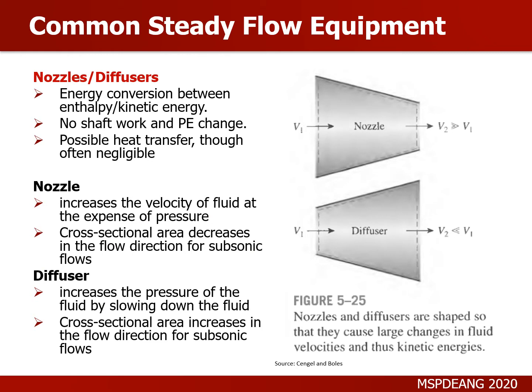Last but not least are your nozzles and diffusers. And nozzles and diffusers generally operate for the energy conversion between enthalpy and kinetic energy change. So the main difference between the two are nozzles increase the velocity of fluid at the expense of pressure, and the diffuser increases the pressure of the fluid by slowing down the fluid. So you now have a conversion between enthalpy and kinetic energy. So essentially, the energy balance equation, assuming that there is negligible heat transfer and there is negligible shaft work, you will have delta KE plus delta H is equal to 0.